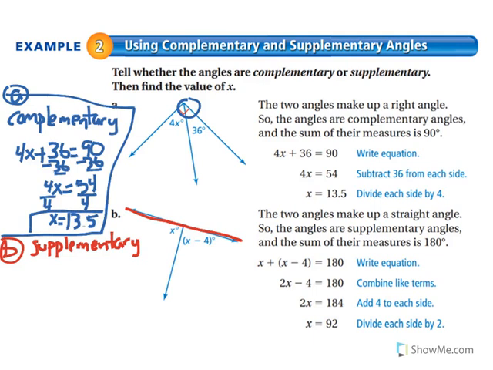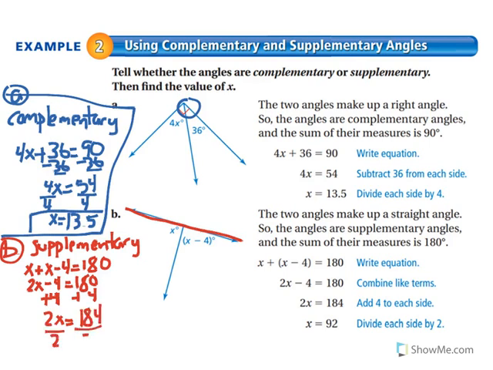So, since it's supplementary, to solve this, we're going to take x, and add it to x minus 4, and this equals 180. Because supplementary angles always equal 180. So I have 2x minus 4 equals 180. I'm going to add 4 to both sides. So I have 2x equals 184. Divide them both by 2, and I get x equals 92.